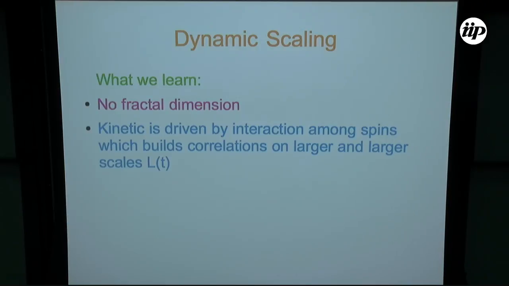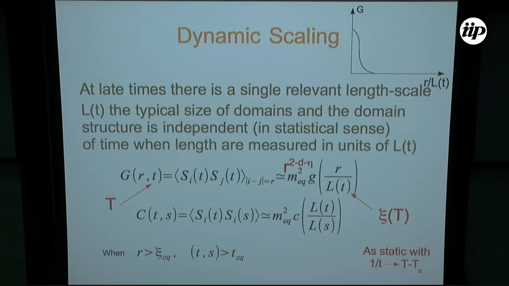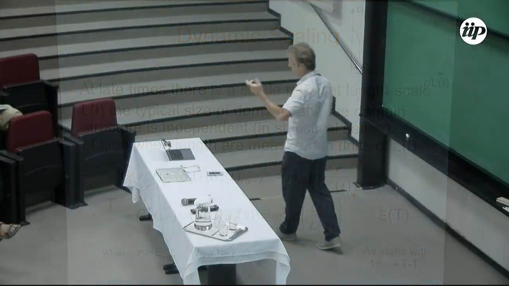So from dynamical scaling, we learn some things. The first is that the domains are not fractal. Why? Well, because if I go back, remember that in usual scaling, you should have this power in front. This power is there because this exponent is related to the fractal dimension of the domains. In coarsening, you don't have it, or if you want, this exponent is 0, which means that the fractal dimension is equal to the Euclidean dimension. So these are not fractal.